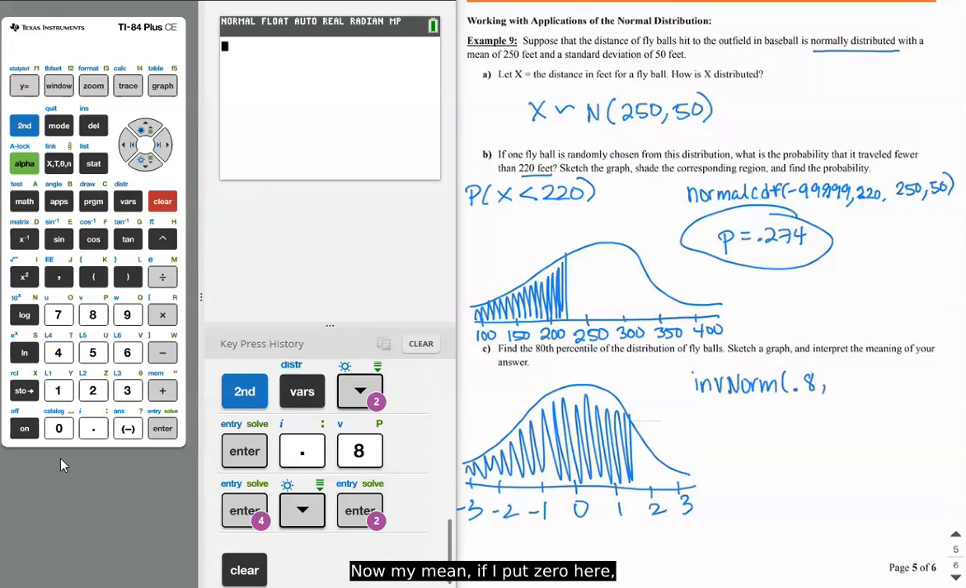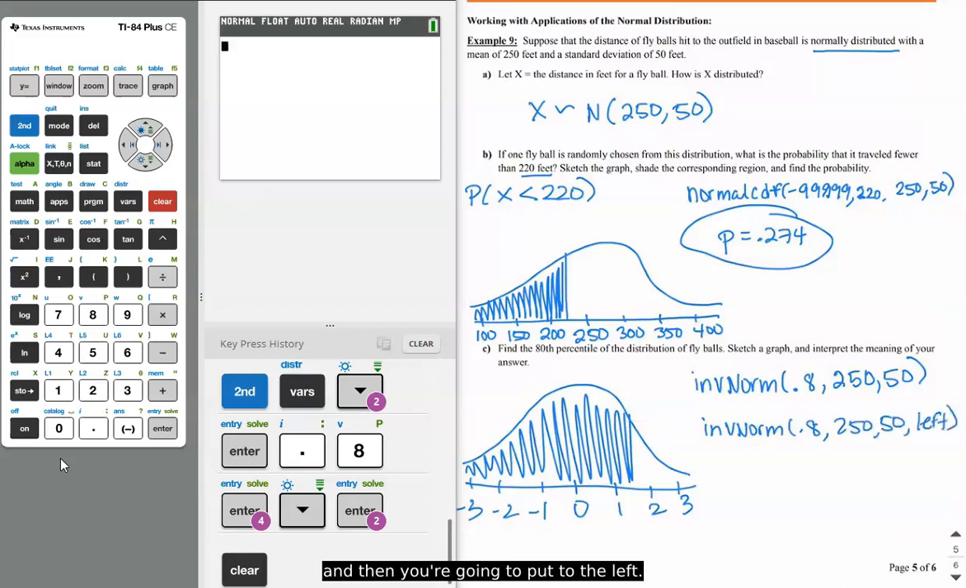Now if I put 0 for the mean and 1 for the standard deviation, for the standard normal curve, it's going to give me the z-score, which is not quite what I want in this case. I want the x value. We're trying to determine the distance with this ball. So we want to put in the true mean and standard deviation, the original data. My mean is 250 and my standard deviation is 50. If you have the newer version of the calculator, when it asks, you put 0.8, 250, 50, and then left.